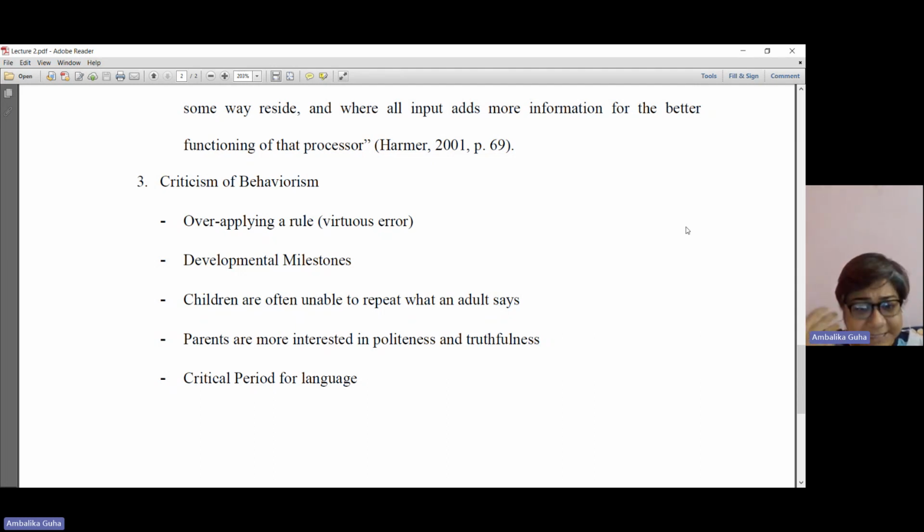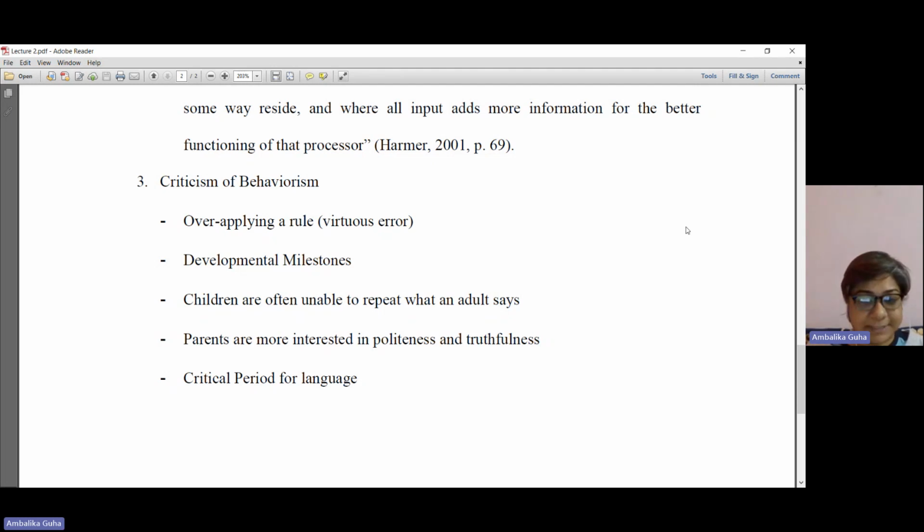Okay, then if we are saying that we pick up this knowledge of language from our environment, then this question also arises: how is it possible that if we pick up the knowledge of language from our immediate environment, the Bengali speaking child and the Vietnamese child both acquire language through the same developmental milestones in the same period of time? Okay.